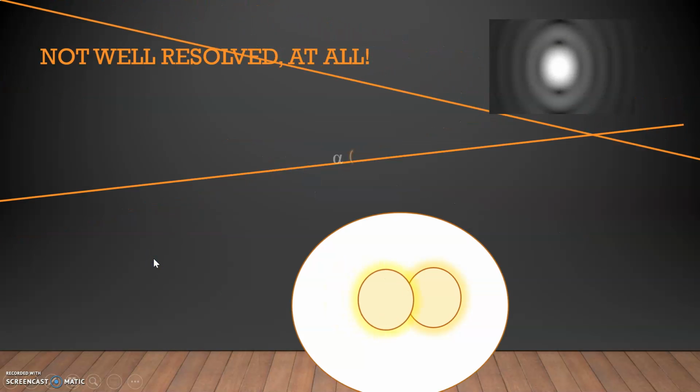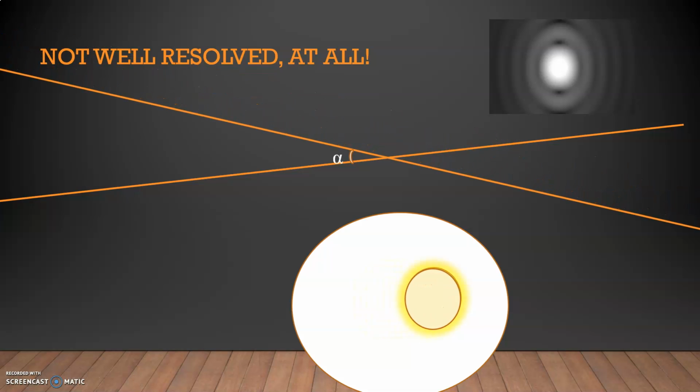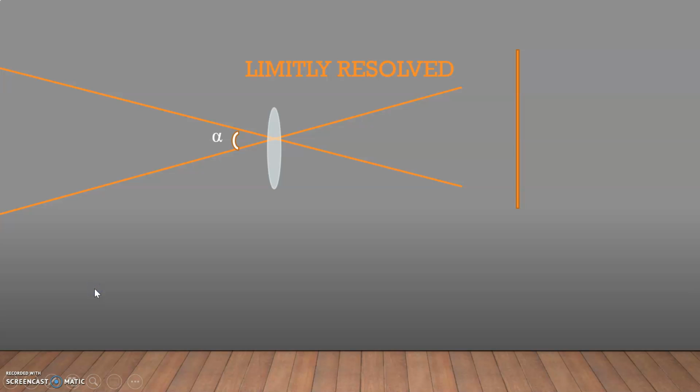This is an example of a not well-resolved object. It's not resolved at all. This happens when the central maxima of one object's diffraction pattern overlaps the central maxima and the first minima of the other to an extent that they are unable to be distinguished. As two light sources get farther away from the circular aperture, the angle between the diffraction patterns gets smaller. Alpha is very small, so there's blurring and indistinguishable objects.